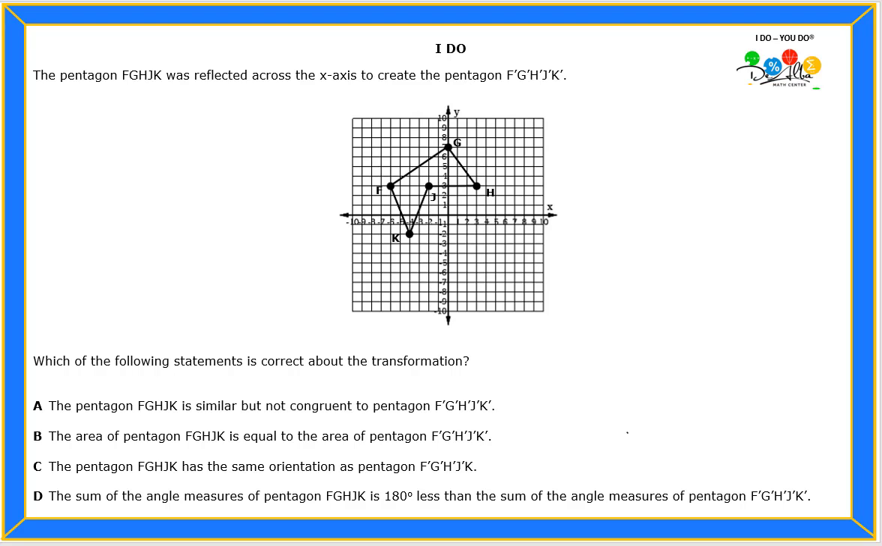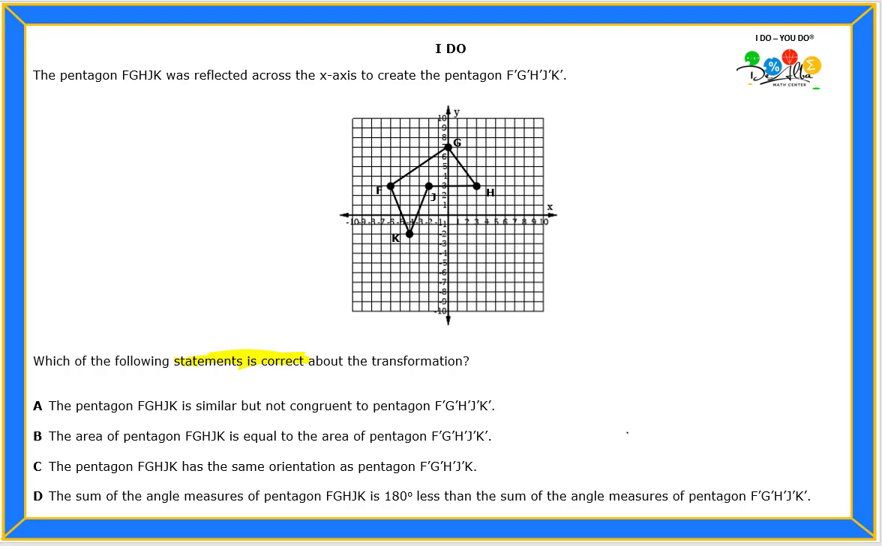Hello students, let's read the problem. And it says, the pentagon FGHIJK was reflected across the x-axis to create the pentagon F prime G prime H prime J prime K prime. Which of the following statements is correct about this transformation? Okay, so we're looking for a statement that is correct. In other words, something that is true.